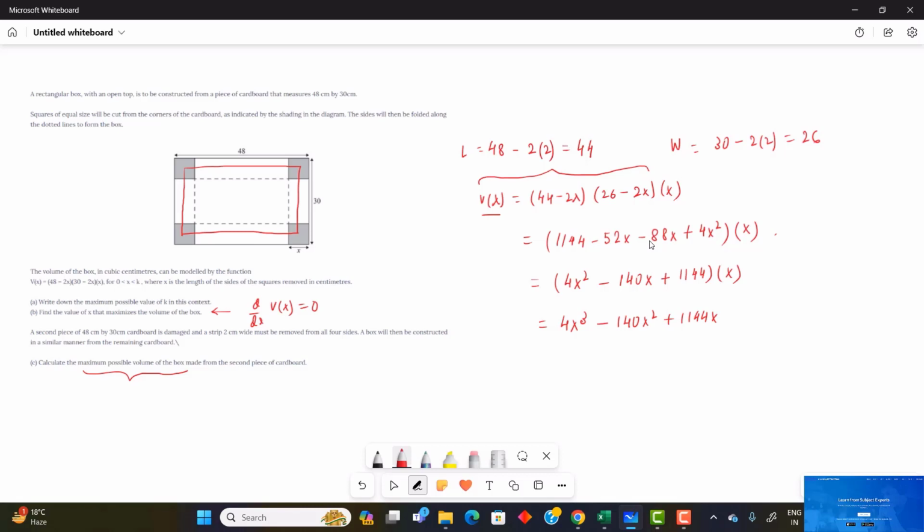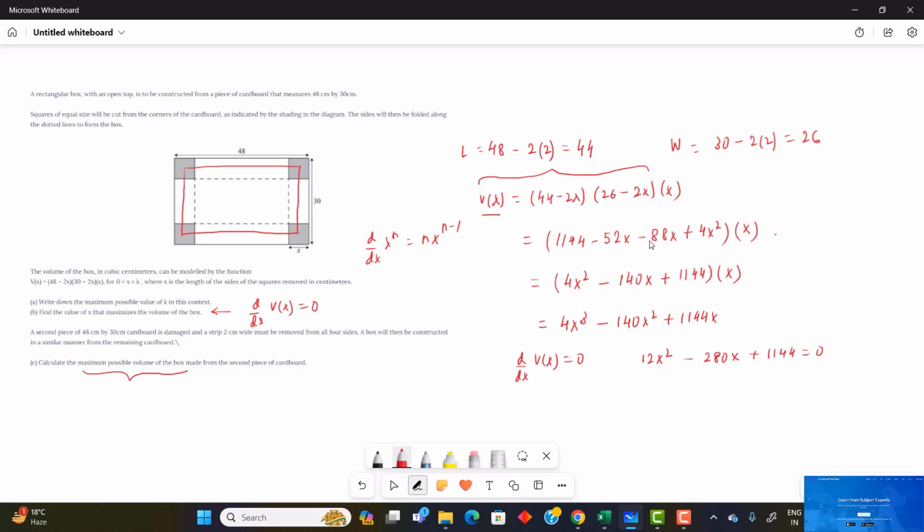Now, if we try to differentiate this and equate it to 0, then dV/dx should be equal to 0. Using the same formula, d/dx of x to the power n is equal to n times x to the power n minus 1, we can say 12x square minus 280x plus 1144 is equal to 0. Now we have got this quadratic equation and we will try to solve it using the quadratic formula.